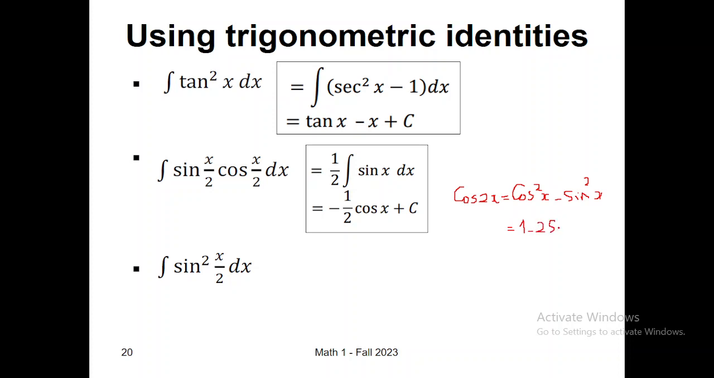So we have 1 minus 2 sine square x. Now if we break sine square to one side, we get sine square x equal half 1 minus cosine 2x. And this will be used in this problem.